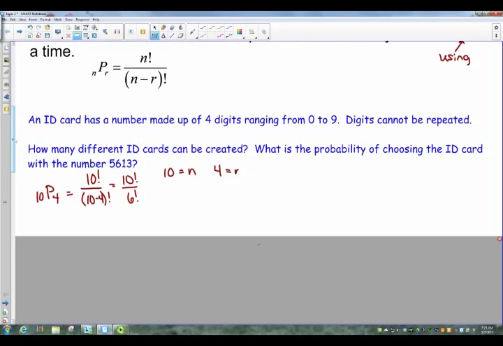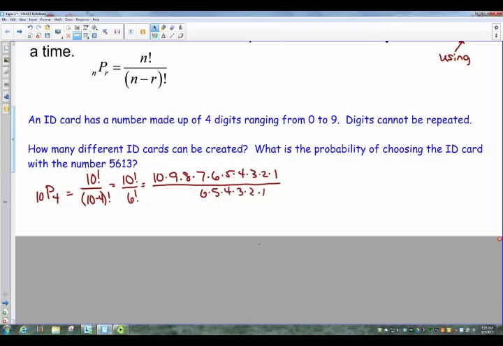In maybe one of our online sessions, our chat sessions, or maybe a little later here, I'll show you how to do this in the calculator, but it's a good idea to understand what this is talking about. So 10 factorial is 10 times 9 times 8 times 7 times 6 times 5 times 4 times 3 times 2 times 1. 6 factorial is 6 times 5 times 4 times 3 times 2 times 1. Now hopefully you guys can see what's going to happen here.